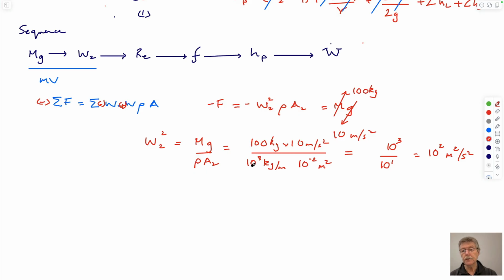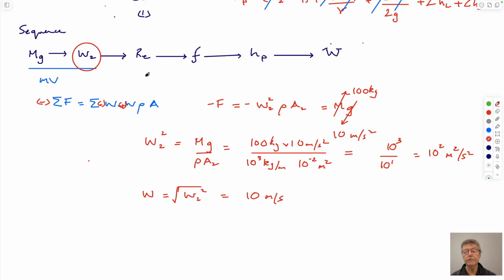I won't do the unit conversions, but if we've done everything right in kilograms, meters, and seconds, then we should be getting things in newtons, etc. And so this is W squared. So W equals the square root of W squared, which conveniently equals 10 meters a second. Not an unreasonable number. So at least we've got that. So we're at this point here.